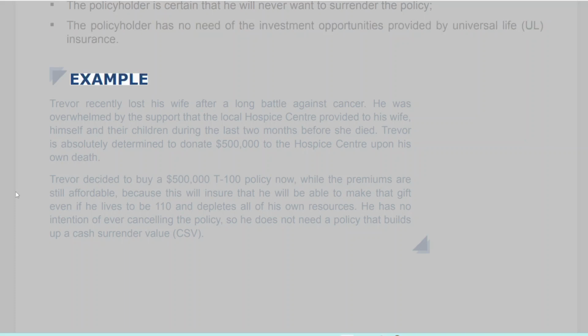Example. Trevor recently lost his wife after a long battle against cancer. He was overwhelmed by the support that the local hospice center provided to his wife, himself and their children during the last 2 months before she died. Trevor is absolutely determined to donate $500,000 to the hospice center upon his own death. Trevor decided to buy a $500,000 T100 policy now, while the premiums are still affordable, because this will ensure that he will be able to make that gift even if he lives to be 110 and depletes all of his own resources. He has no intention of ever canceling the policy, so he does not need a policy that builds up a cash surrender value, CSV.